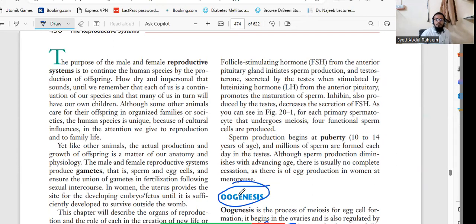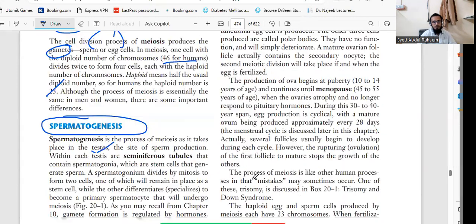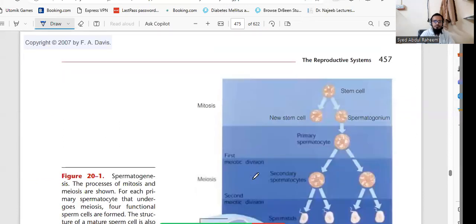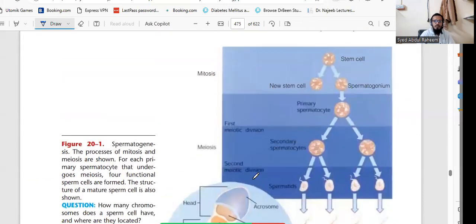Sperm production begins at puberty, 10 to 14 years of age, and millions of sperm are formed each day in the testes. Although sperm production diminishes with advancing age, there is usually no complete cessation, as there is of egg production in women at menopause. So basically, this is the process of spermatogenesis, and the diagram explains it. First, the starting cell is a stem cell, and it will produce two cells.